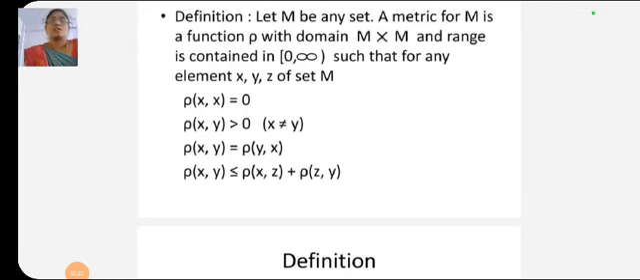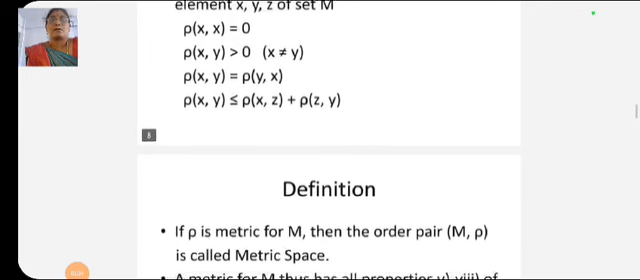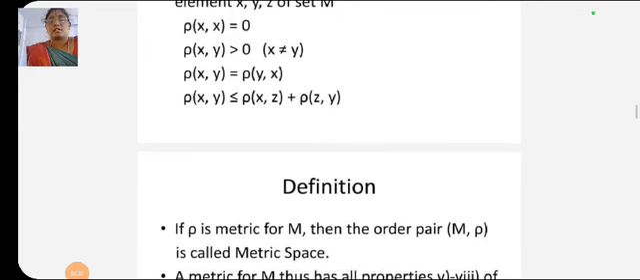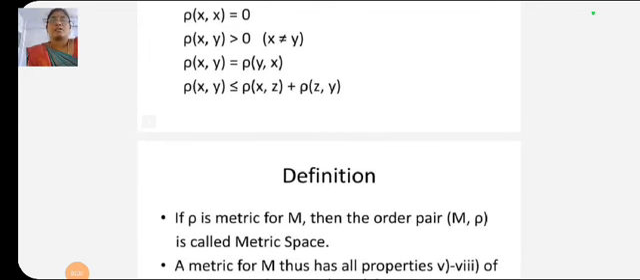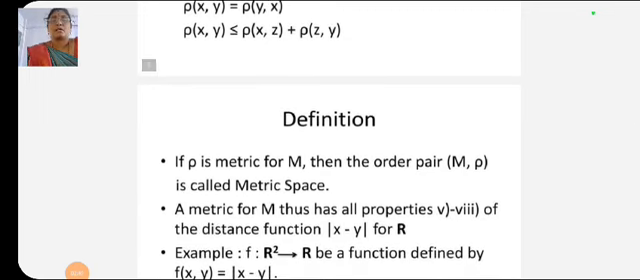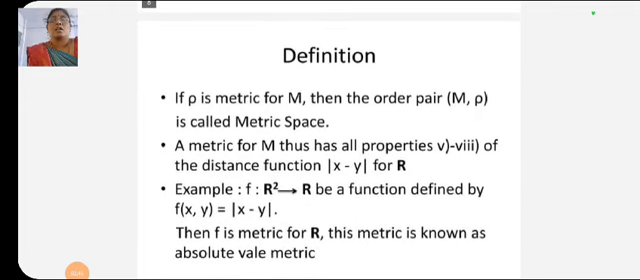The third condition is rho of x comma y equal to rho of y comma x. Then the last condition is rho of x comma y less than or equal to rho of x comma z plus rho of z comma y. It is called the triangle inequality. If rho is a metric for M, then the pair M, rho is called a metric space. So the metric has all the properties of the distance function norm of x minus y for the real numbers.